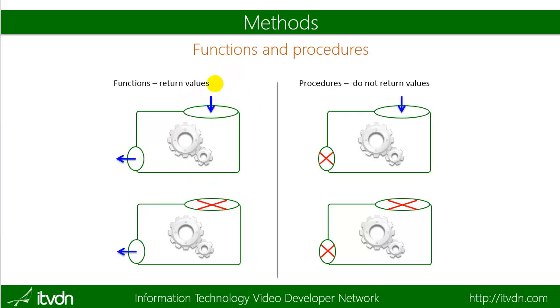The input can be 1, 2, or 3. It depends. But output is necessary. Output is obligatory for functions. Then we have procedures again. Procedures don't return anything to you. You might put something inside, but you're not getting anything out. Or if you don't put something inside, you're still not getting anything out.